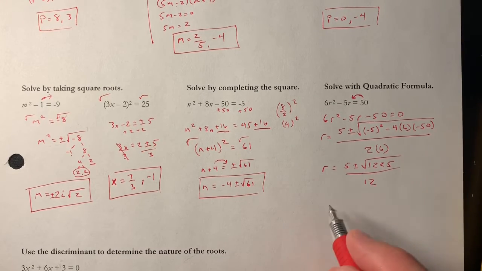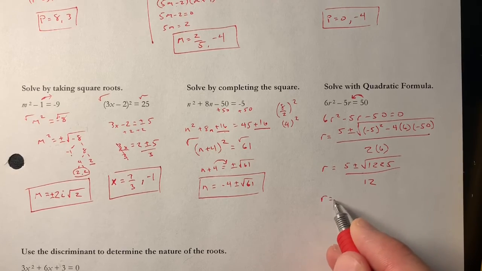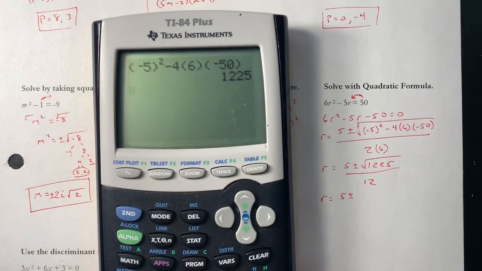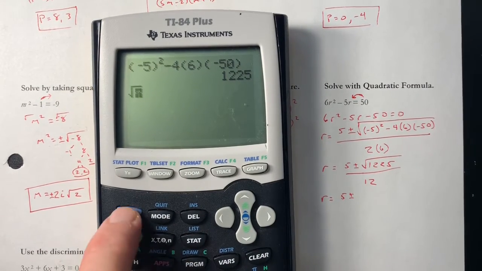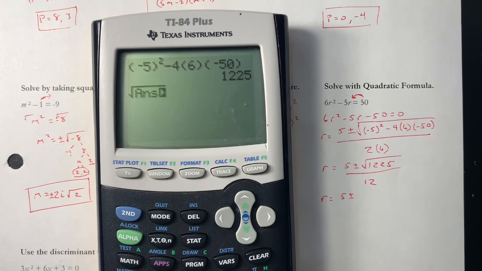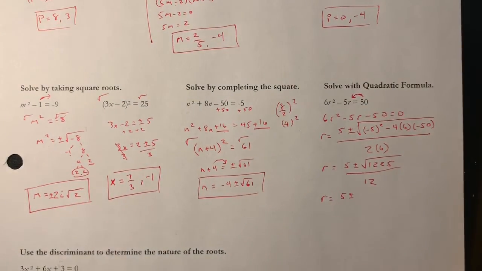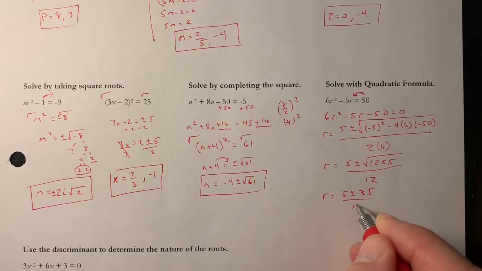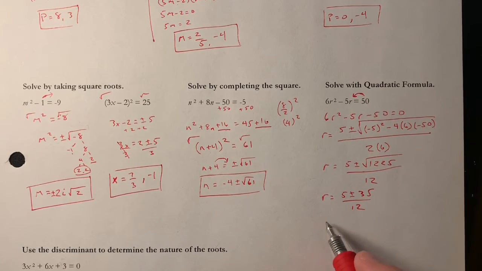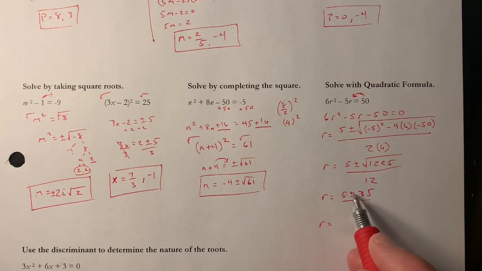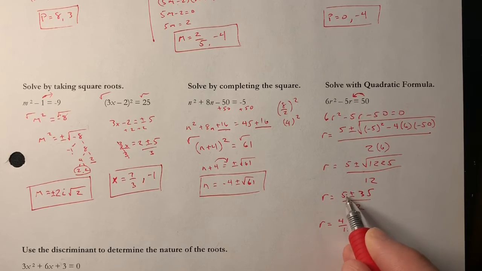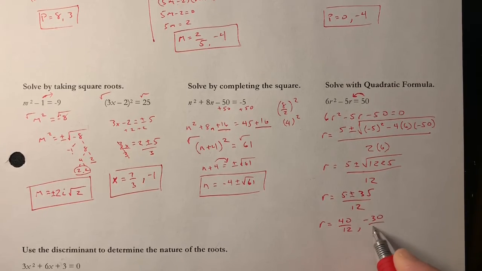Okay, so next I want to take the square root of 1,225. So it's 5 plus or minus, and let's see if that's a square number. So the square root of that previous answer is 35. Okay, so I've got 5 plus or minus 35 over 12. Okay, so we've got 5 plus 35, which is 40, over 12. And we've got 5 minus 35, which is negative 30, over 12.